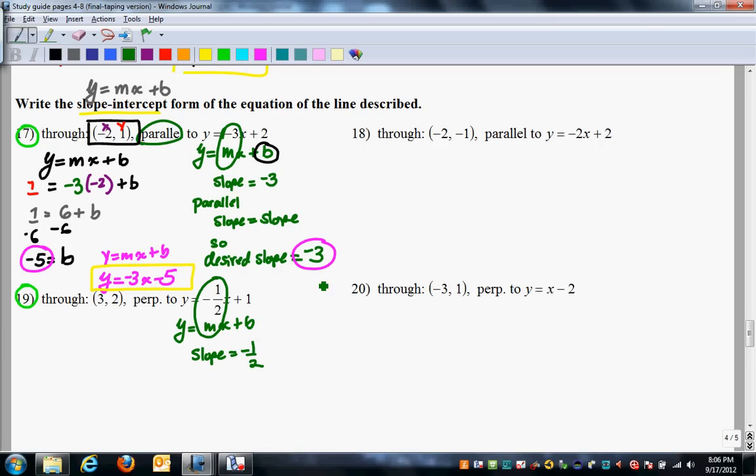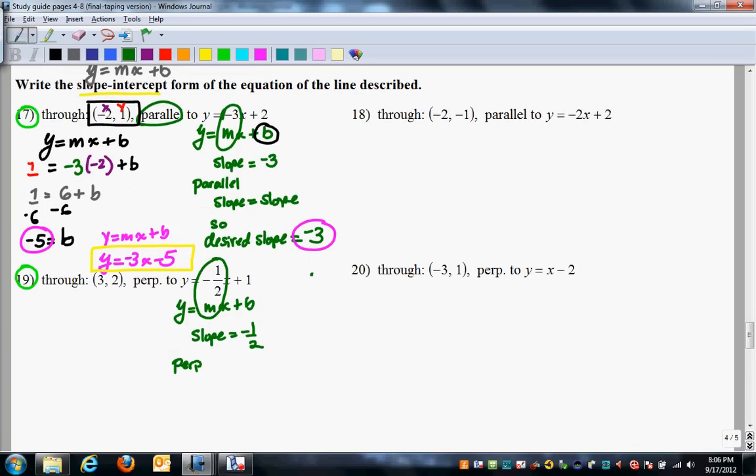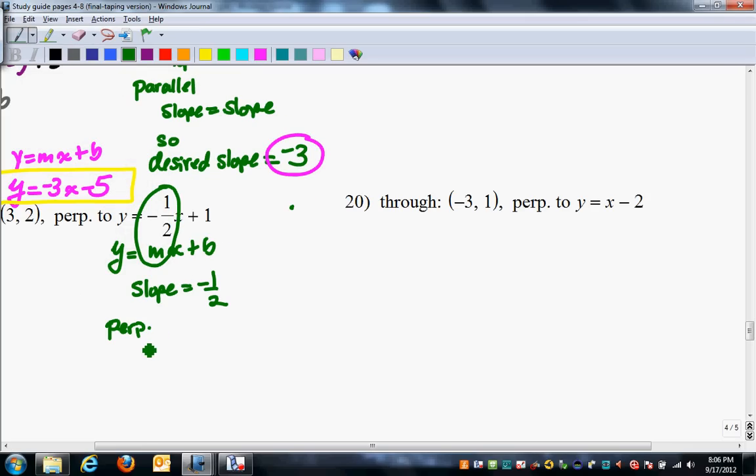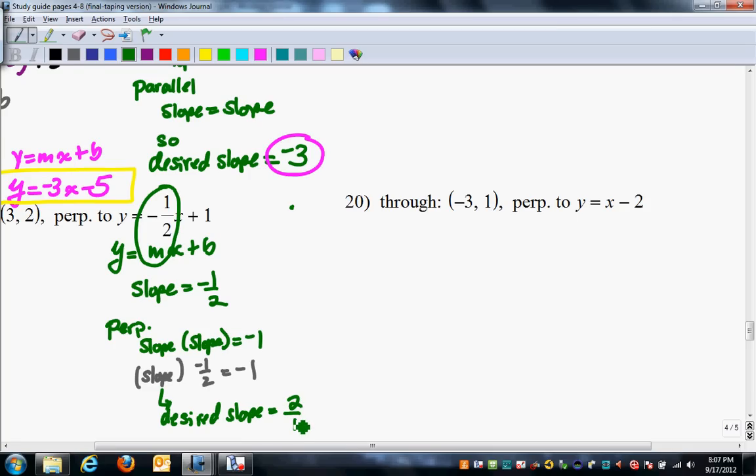Now for perpendicular, we know that slope times slope has to equal negative 1. Our given slope is negative 1/2. So we have an unknown slope times negative 1/2 equals still negative 1. So the question is, what is that unknown slope? First we know it has to be positive, because a double negative would switch the sign there. But we want it to be 1, so the desired slope to be perpendicular has to be positive 2/1. That's the desired slope.